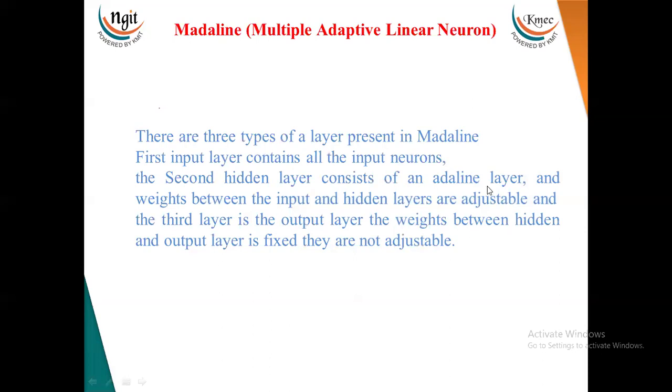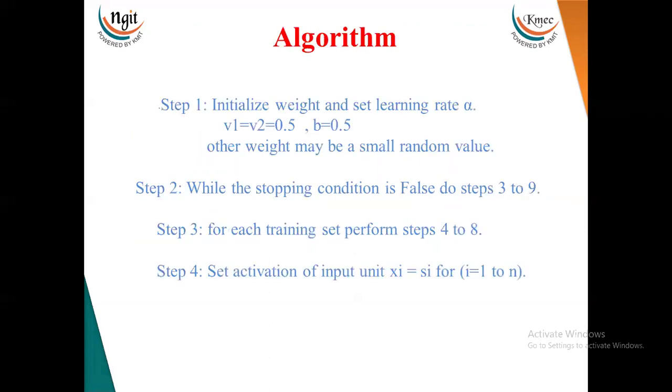So the second layer will have the Adaline layers. Finally, we'll have the output layer where we'll get the final output. And these Adaline layers are all the hidden layers, where we can adjust the weights.